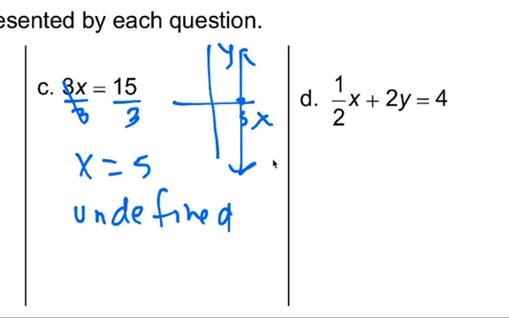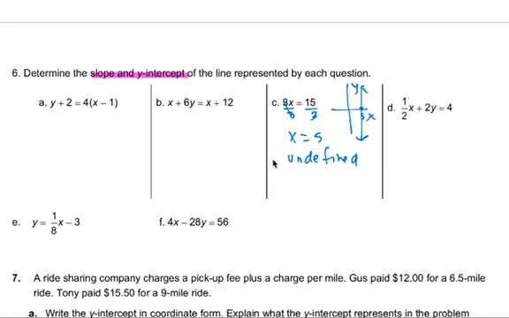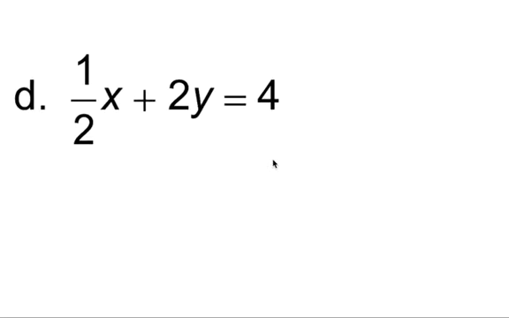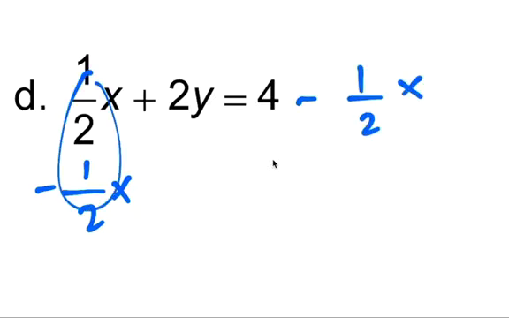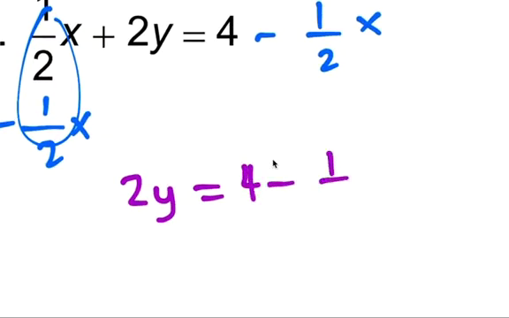Alright. And then I'll do D and I want you to do D on your own. Practice it. You would get -1/2 x. Okay. You get 2y equals 4 - 1/2 x.